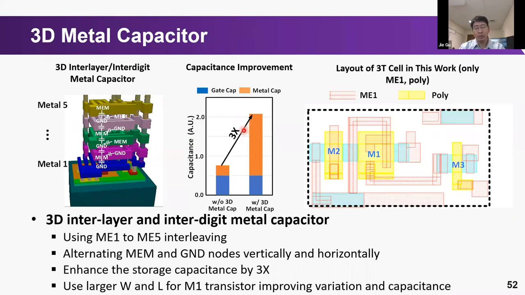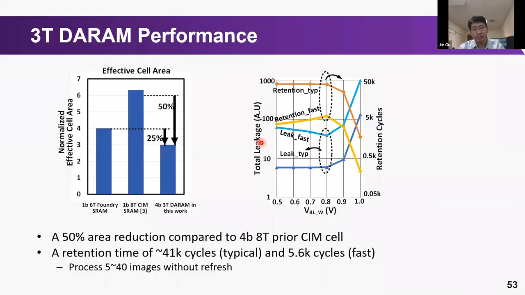By the way, we use regular logic transistors. We don't have access to DRAM technology, and we also don't have access to the foundry SRAM transistor. So everything here is just a regular logic transistor. By using a special metal capacitor, without increasing the footprint, we can increase the retention time by 3 times.